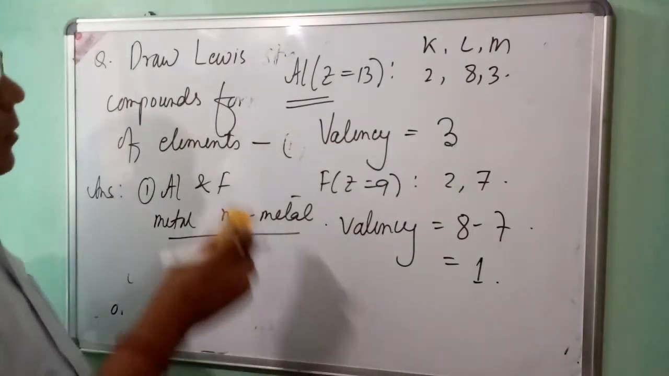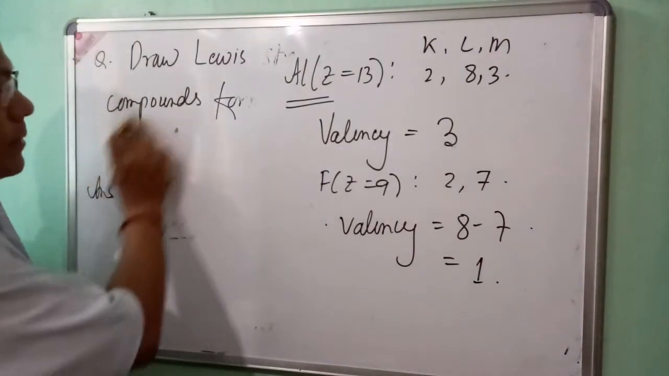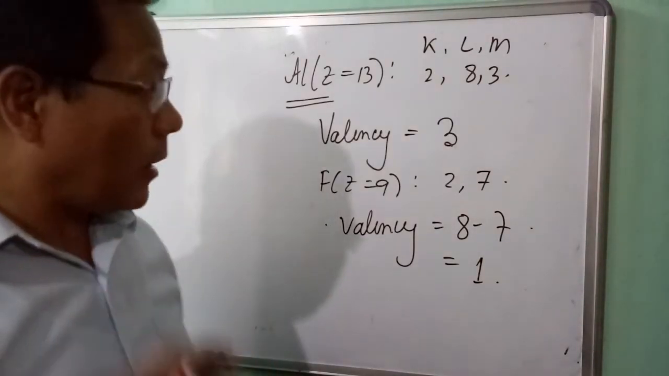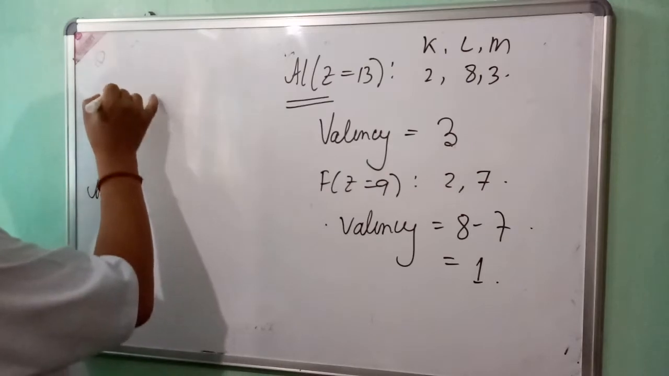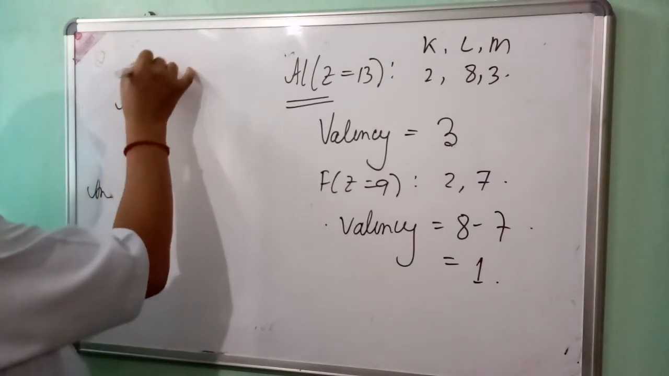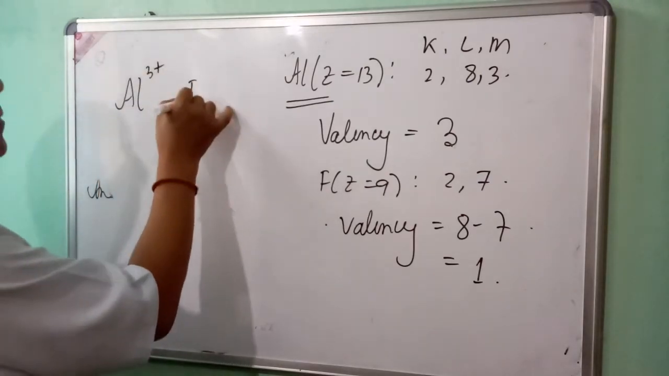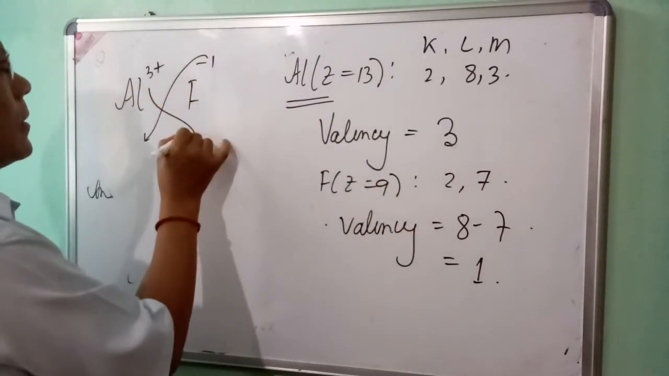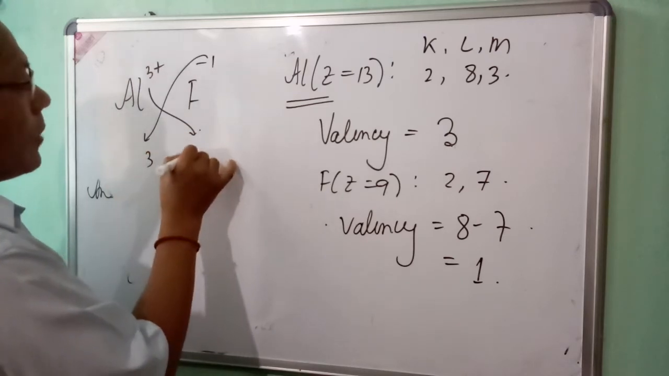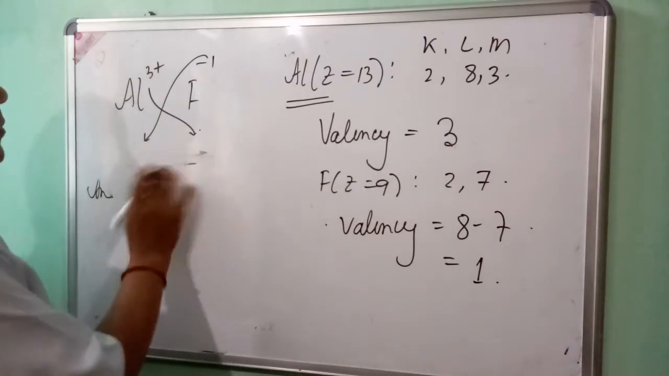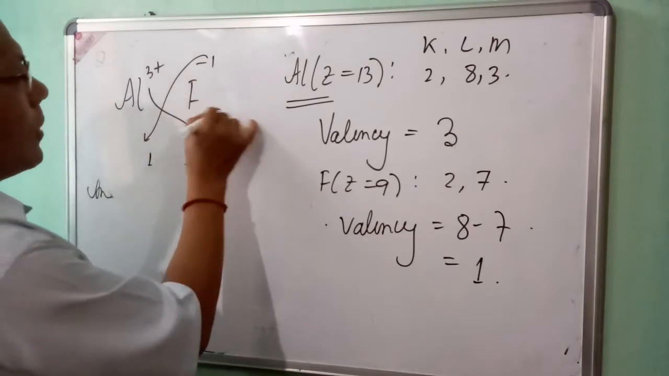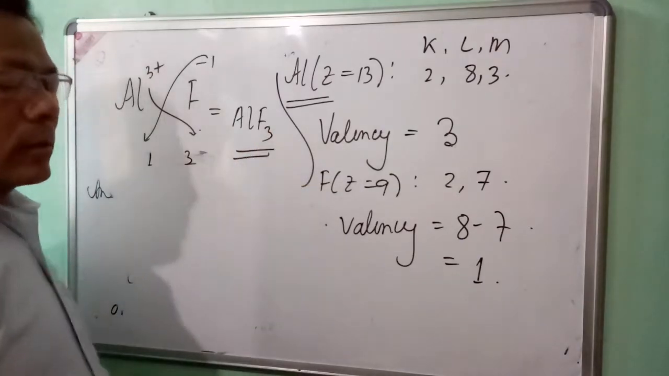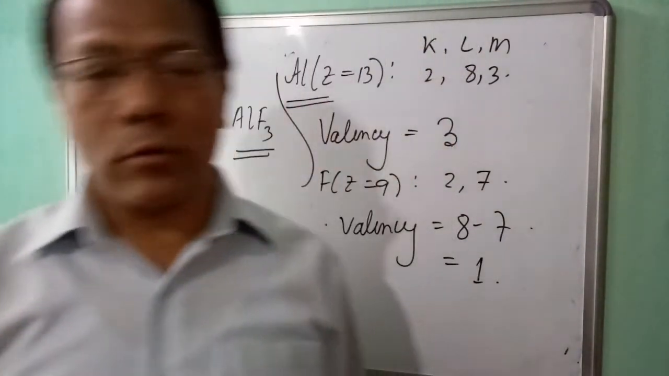So in order to write the formula of the ionic compound or any compound, you have to know the valency of the respective elements, and you have to cross the valency when you are writing the formula. Aluminum as a metal has a plus charge and fluorine as a non-metal has a minus charge. On crossing, 3 and 1, the formula is AlF3. So this is the formula of the compound formed by the combination of aluminum and fluorine.